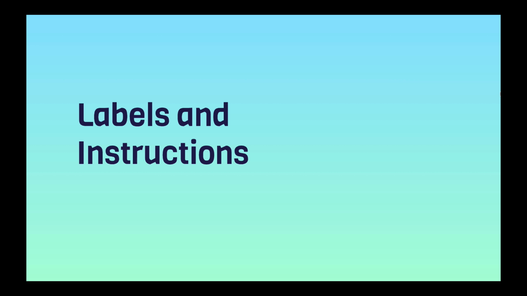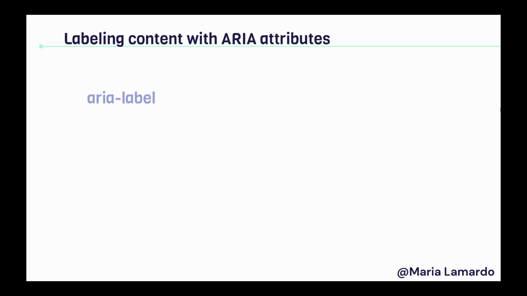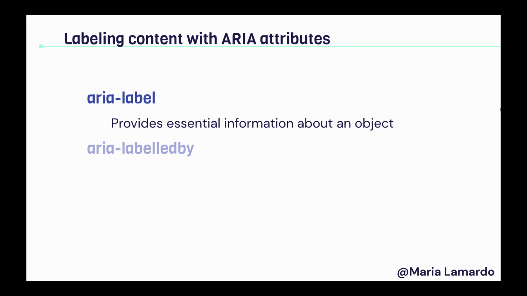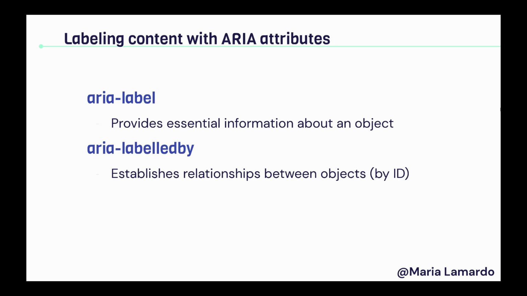Next, let's explore how we can provide accessible labels and instructions. We will begin by going over a few ARIA attributes that are going to help us with this. First, we have ARIA label, which can provide essential information about an object, and it is mostly used for icons or in cases where the text label is not visible on the screen. Whereas ARIA labeled by establishes a relationship between objects by ID.